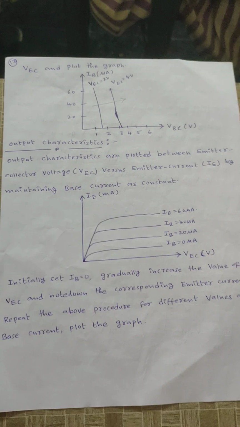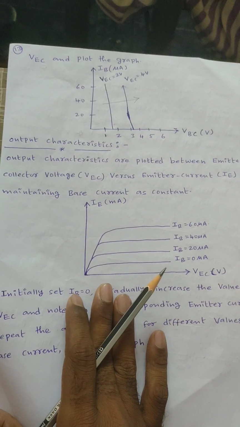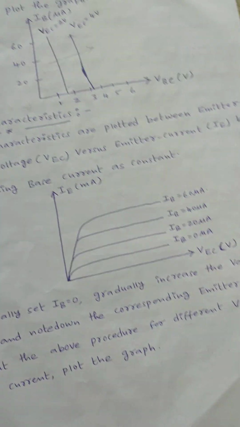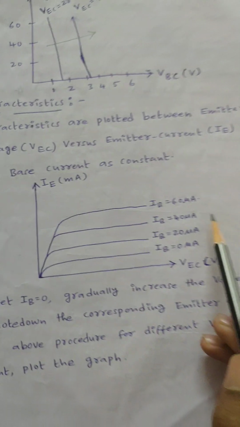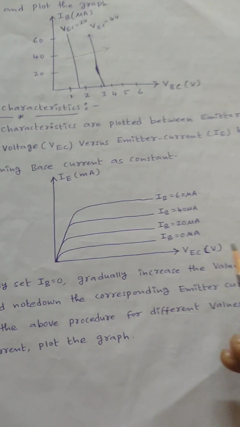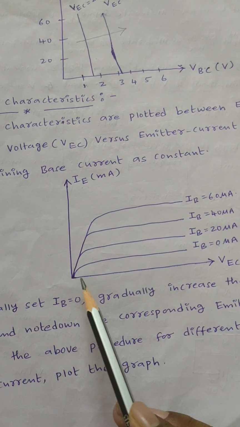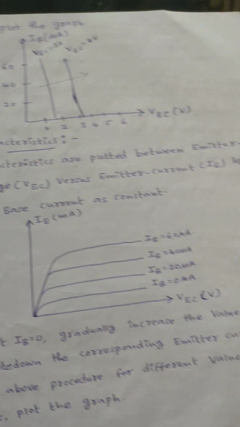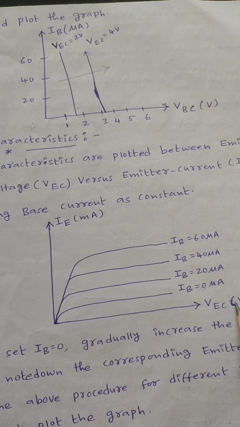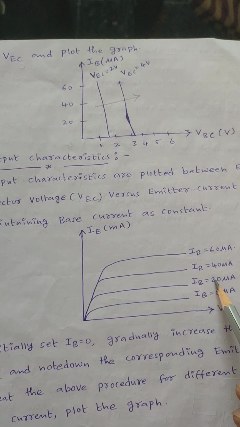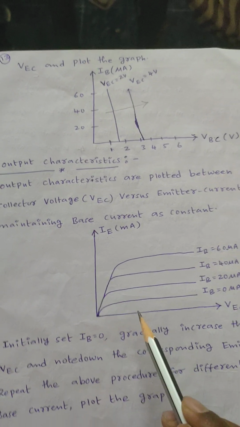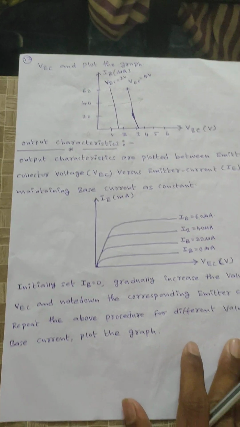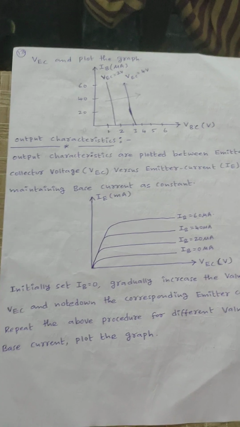Next we will discuss the output characteristics of common collector configuration. Here the output characteristics are plotted between output voltage, that is VEC, versus IE, by maintaining input current constant. That means initially set IB equal to 0, vary the emitter collector voltage in steps and note down the corresponding emitter current readings. After that, by maintaining this VEC constant, increase the base current to 20 microamperes, and repeat the same procedure, increasing the emitter collector voltage and noting down the corresponding emitter current readings. You will get the graph like this. In this way you will get the output characteristics in case of common collector configuration.